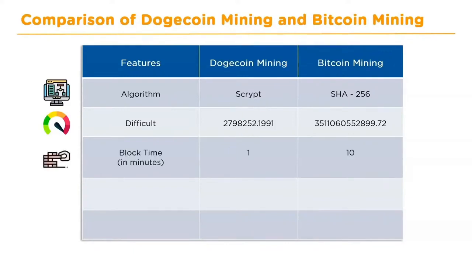Third is block time. It is the time taken by a new block of transactions to be checked, confirmed, and added to the blockchain. Block time of Dogecoin is 1 minute. For Bitcoin, it is 10 minutes.